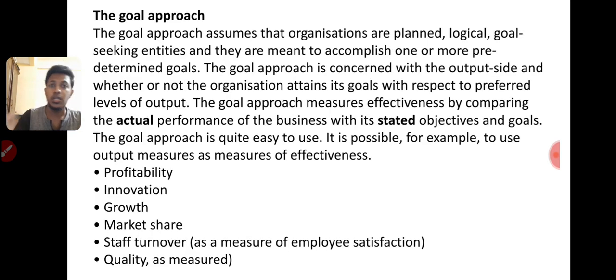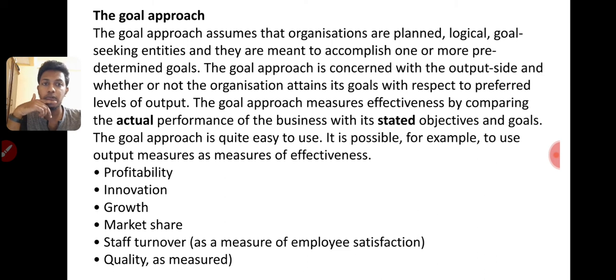Then the goal approach. The goal approach holds that organizations are planned, logical, goal-seeking entities, meant to accomplish predetermined goals. The goal approach is concerned with the output side, and whether or not the organization attains its goals with respect to preferred levels of output. It measures effectiveness by comparing the actual performance of the business with stated objectives and goals.